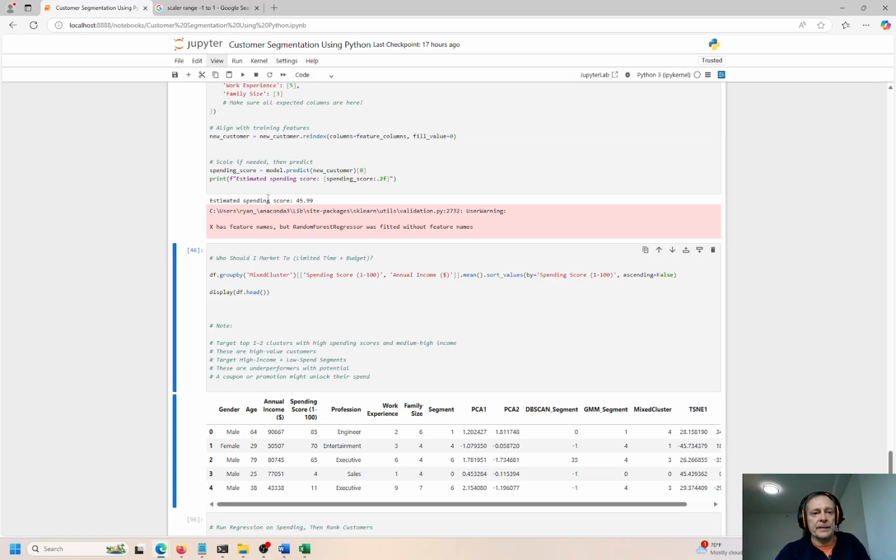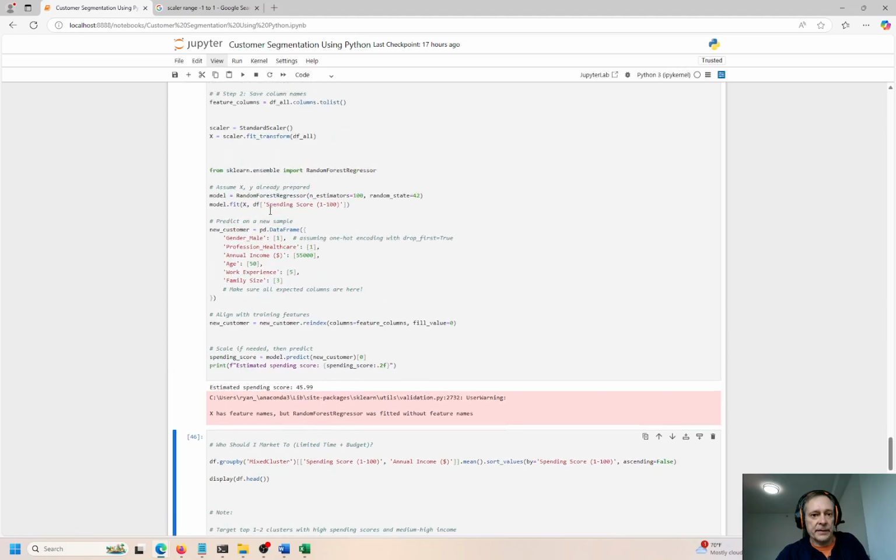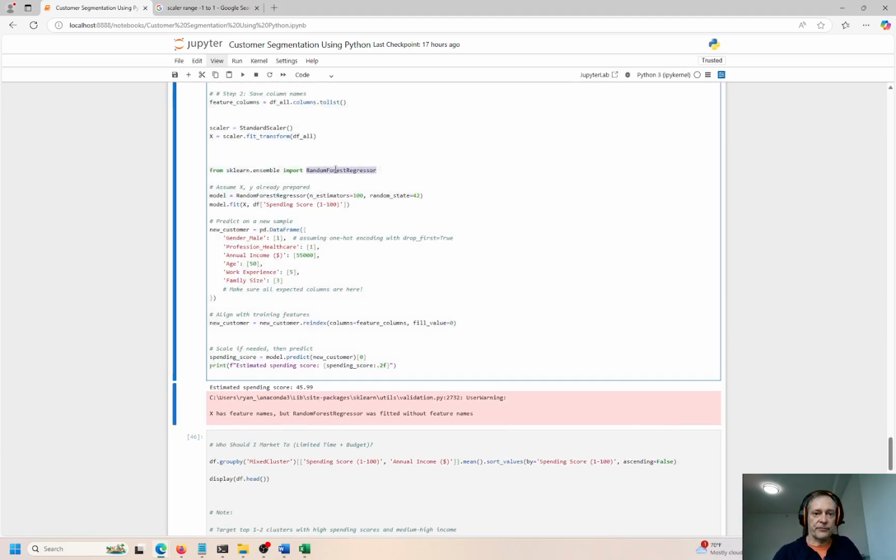So I did the training and testing, and a new customer. This is a random forest regressor, so that is the model we're looking at. I'm just looking at where this thing is coming from, because I don't see it now. Okay, so the random forest model. That is the model. We're fitting the model right here. Then we're making predictions, right?